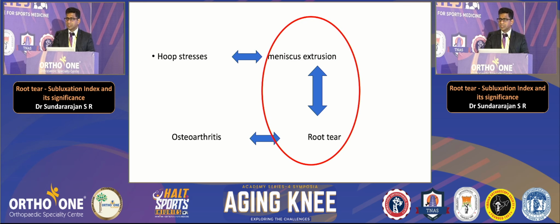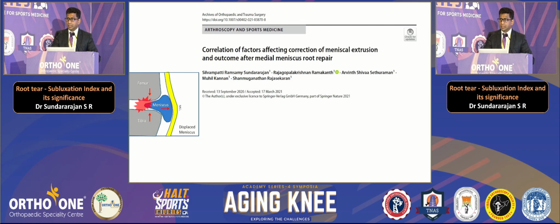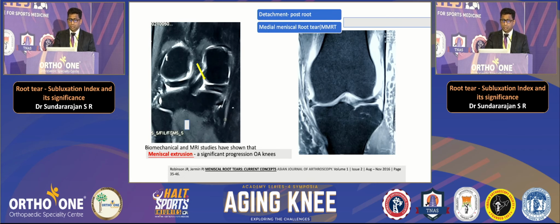Our only point of interest is the relation between the root tear and the meniscal extrusion. That is why this whole half-a-day program is going on, on extrusion and the correction of that meniscal extrusion. We also did a study on the correlation of the factors affecting meniscal extrusion and medial meniscus root repair. For a beginner, if you want to know what a root tear is, the meniscus root is what attaches to the tibial plateau on the posterior side. Whenever you see it on the coronal axial view, this is one of the classic signs of a meniscus root tear, and you can see the typical subluxation which happens.